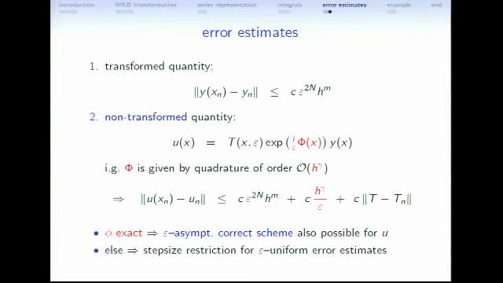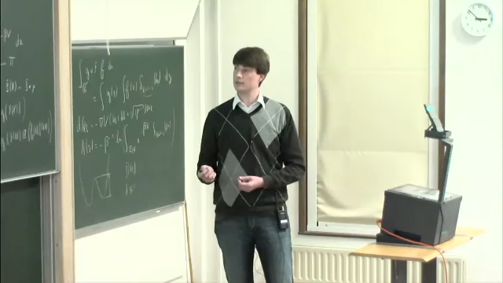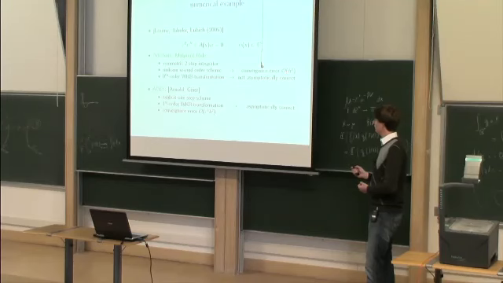Okay, so as I said, there is now a numerical example, and I took this from a paper by Lorenz, Janke, and Lubich from 2005. In this paper, they discussed differential equations or systems of equations of this type, and there, in detail, they derived the so-called adiabatic midpoint rule, which is a symmetric two-step integrator. Its error estimate is uniform, a second-order scheme. That means the convergence error is of order 2.